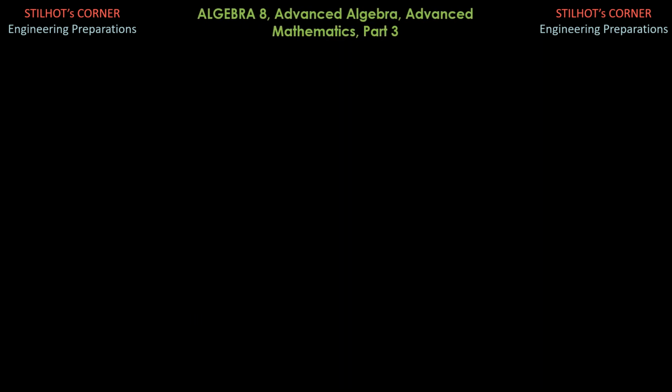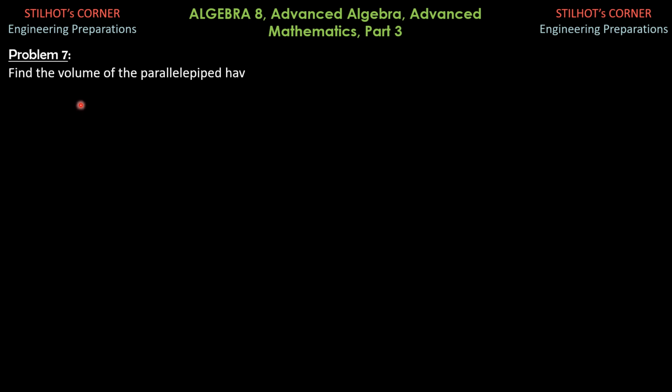Problem 7. We have: find the volume of the parallelepiped having vertices at A (1, 3, 0), B (2, negative 1, 3), C (negative 2, 2, negative 1), and D (negative 1, 1, 2). So we define three vectors as the edges, and we obtain that product. Then the resulting product is dotted with the last vector. Remember, that's the volume of the parallelepiped.